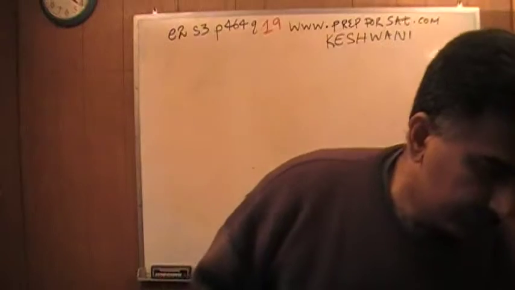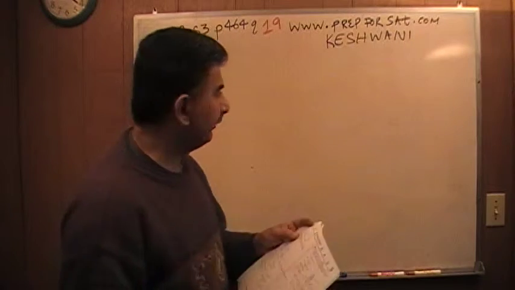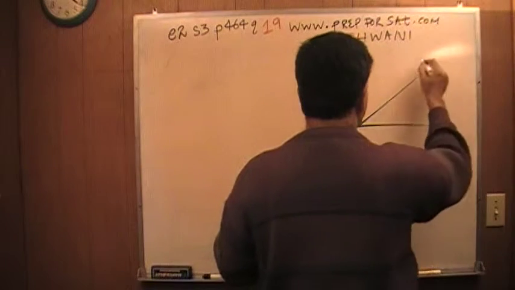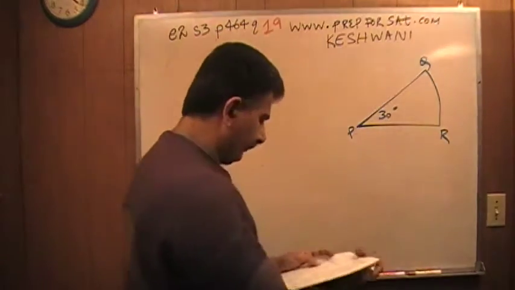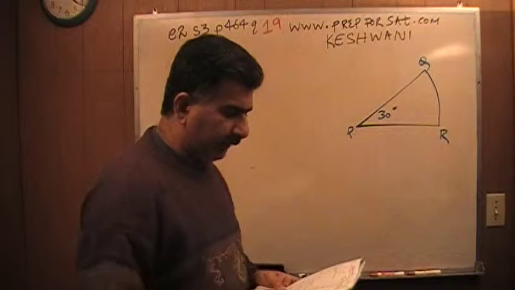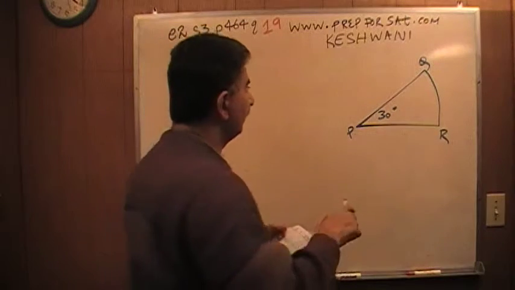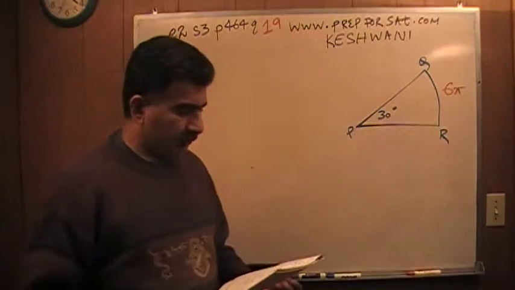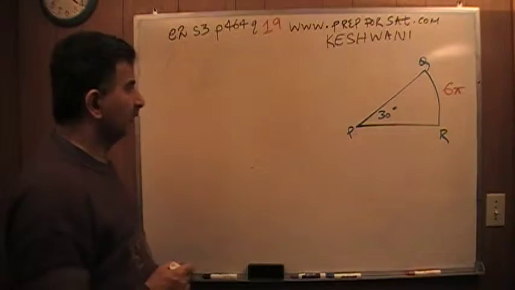Let's begin. It says in the picture above, QR is the arc of a circle with center P. This is the arc we're talking about, QR. This, we are told, is 30 degrees. If the length of the arc QR is 6 pi, the question is, what will be the area of this sector? This slice, whatever you want to call it, is what we need to find out. So let's solve for it.